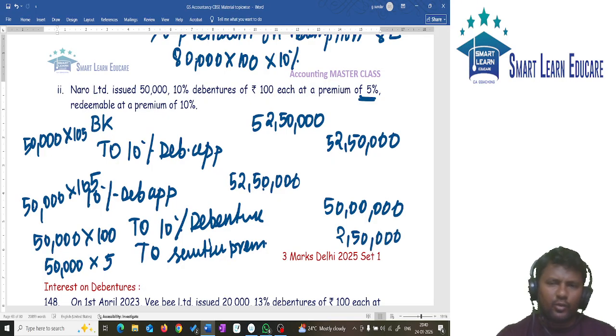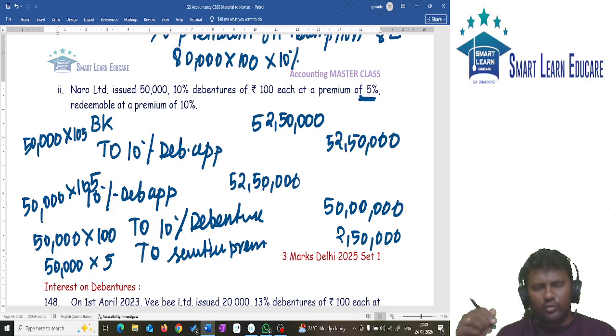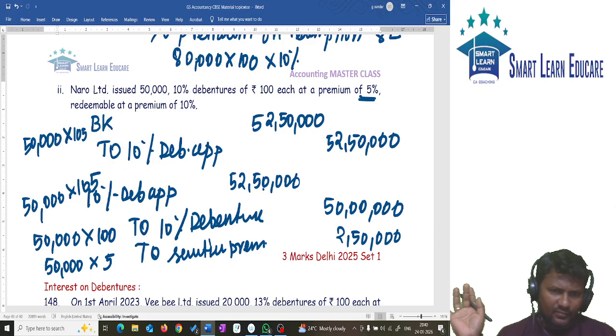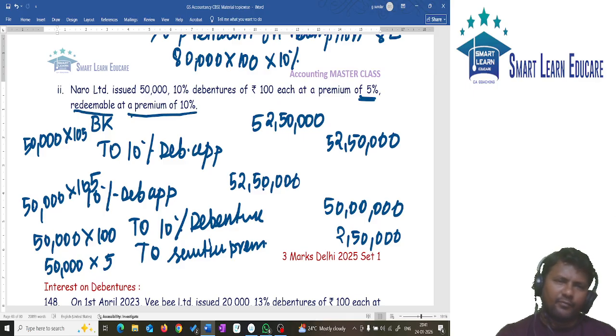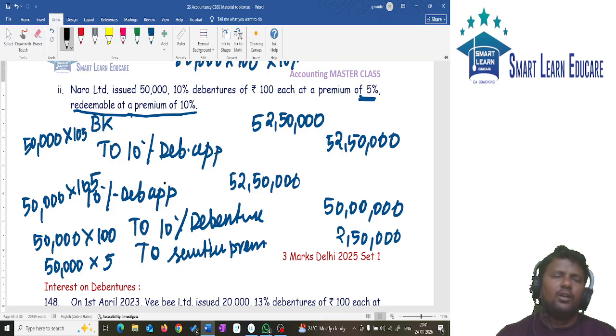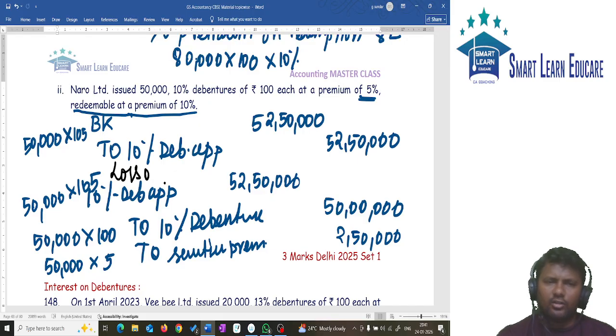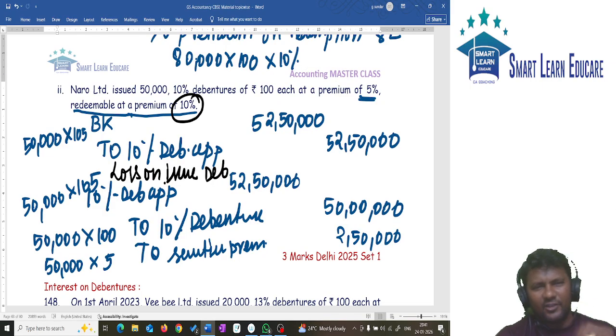For the final journal entry, two entries: bank account debit to 10% debentures application and allotment; 10% debentures application and allotment account debit to debentures and to securities premium 2 lakh 50,000. That's all. This is the entry for the issue. Also when we redeem there is a premium. Whenever there is a redemption at premium, loss on issue of debentures account should be debited. It is redeemed at a premium of 10%. When issuing it is only 5% premium, but when you repay it you have to repay it at 10% premium.